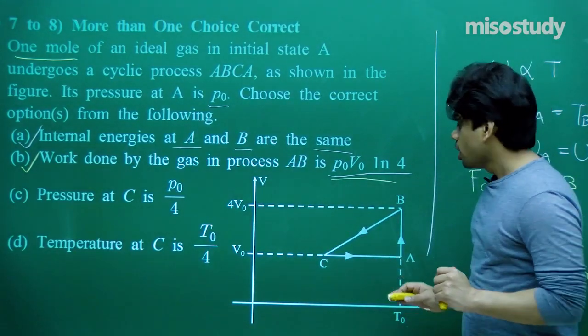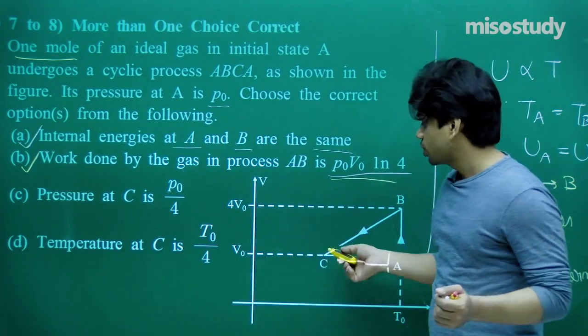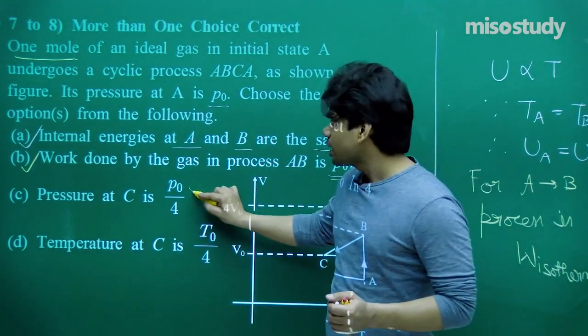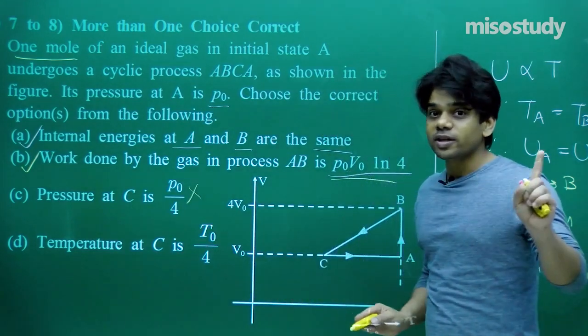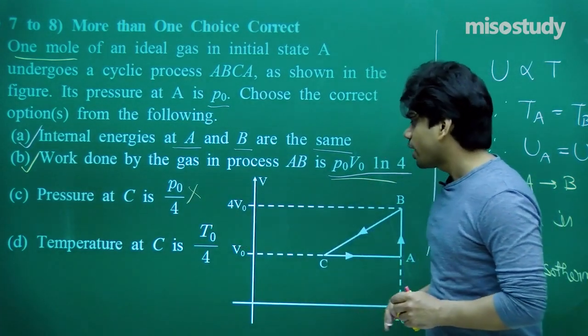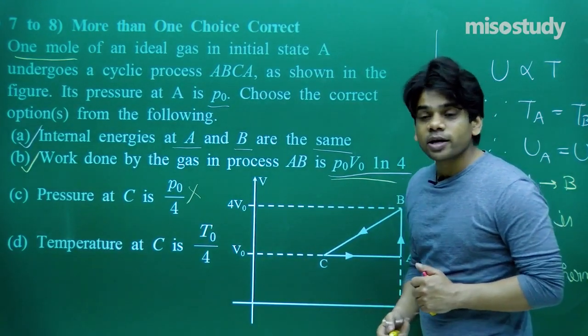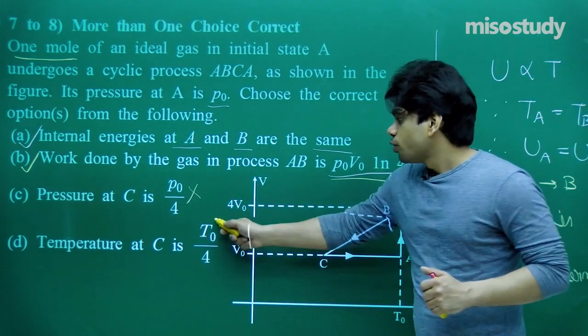We cannot evaluate it because we don't know what's happening with the temperature. So we cannot evaluate the value of pressure at C. Nothing can be commented on it because it's not given in the question that this line is passing through the origin. Temperature at C is T0 by 4. Again, that also cannot be evaluated until and unless we comment that this line is passing through the origin. So we cannot comment on this.